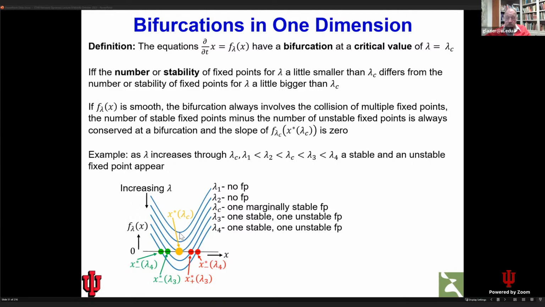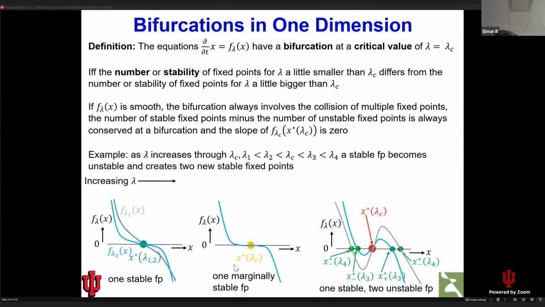The idea of no fixed point, marginally stable fixed point, pair of stable and unstable fixed points. I mean, these are the solutions from a function, right? That's how you find the solution from a function when you find the zero points. But I don't actually have to, you can do everything graphically.